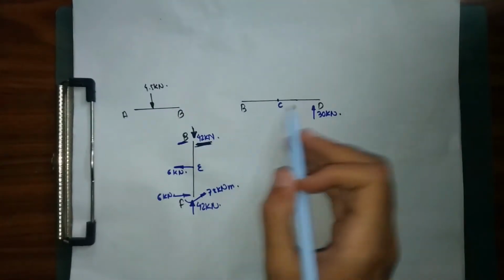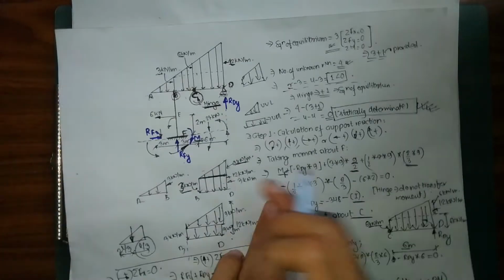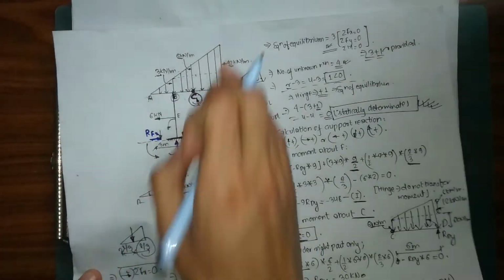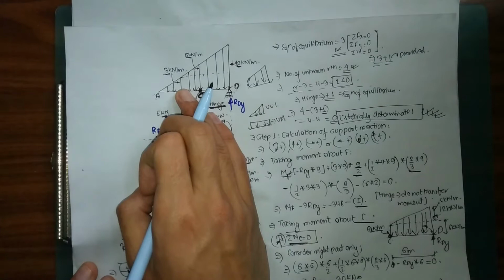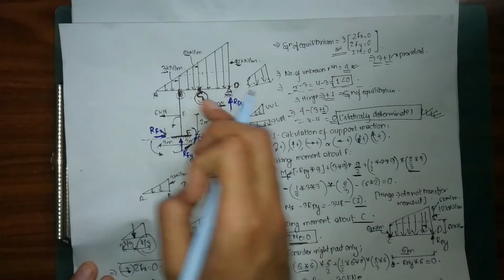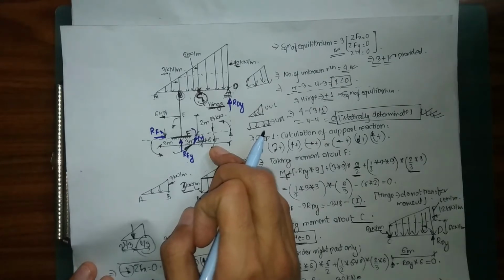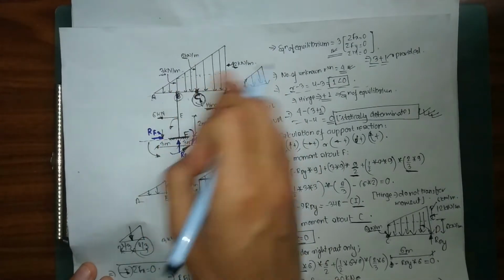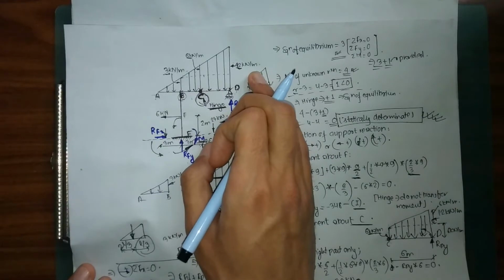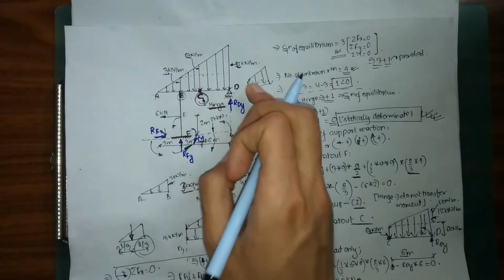Similarly for our BD as well. We have a combination of both UVL and UDL, which is 3 here. So as I explained before, this is going to be 3 into a span of 9, so 3 into 9, plus we have 12 minus 3, which is 9, so 1 by 2 into 9 into 9.